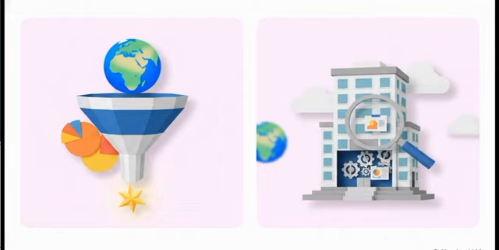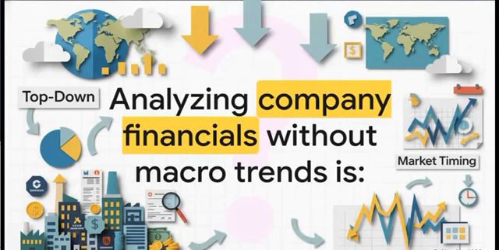Conversely, the bottom-up approach completely flips the script. It totally ignores the macro noise. It zeroes in strictly on individual company fundamentals. Basically, if a company's financials look amazing, a bottom-up investor is buying it regardless of what the broader economy happens to be doing. Let's see if you caught that distinction.